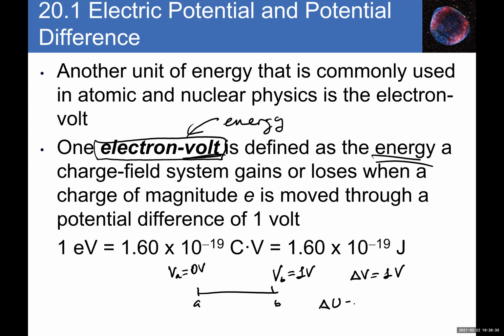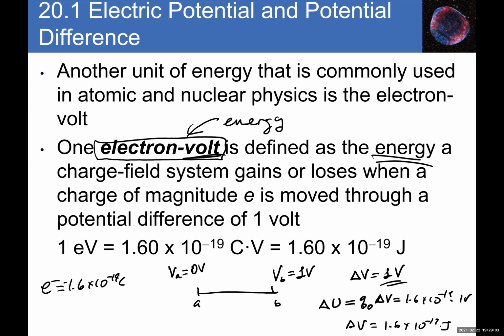Then what is the change in potential energy? Well, it's the test particle's charge times your delta V. If this test particle happened to be an electron, remember an electron has a charge of 1.6 times 10 to the negative 19 coulomb, negative, but it doesn't matter. So it's 1.6 times 10 to the negative 19 times 1 volt, which is delta V. That means delta U is 1.6 times 10 to the negative 19 joules, because I did coulombs times volts, and coulombs times volt is joules.